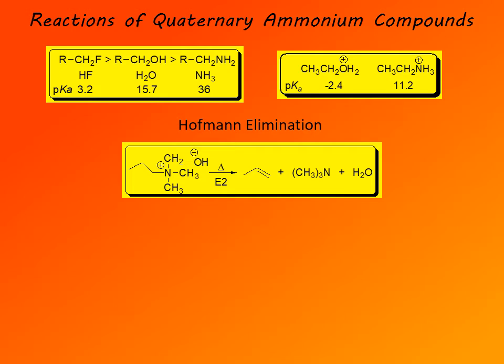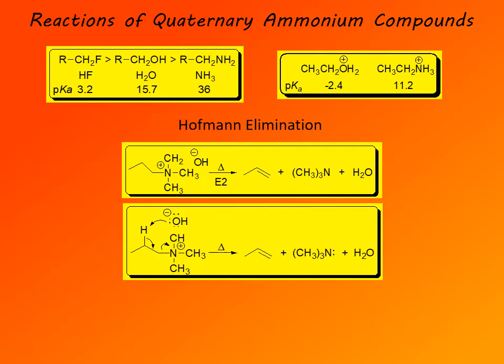Then upon heating, that hydroxide ion acts as a base, abstracts a proton from the beta carbon, and results in formation of the corresponding alkene. The reaction is called Hofmann elimination, and the tertiary amine is the leaving group. Another byproduct is a molecule of water.